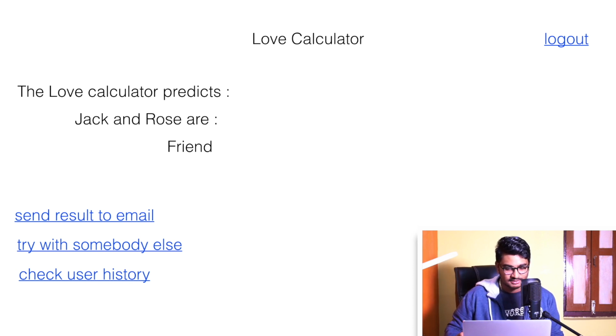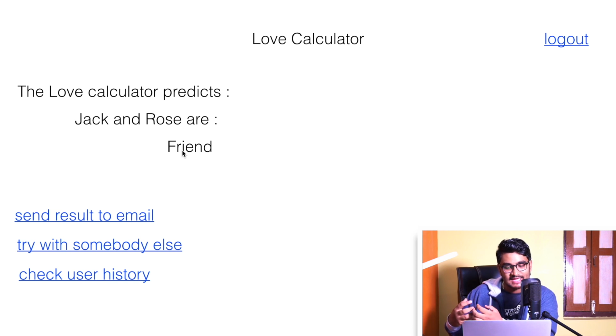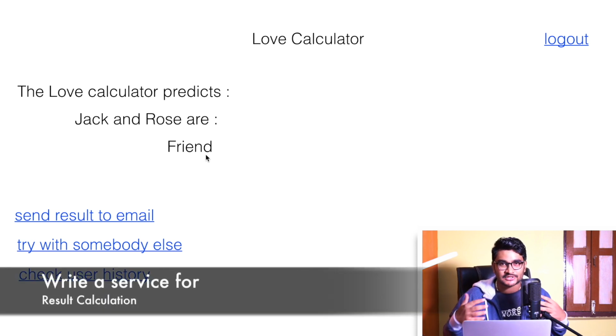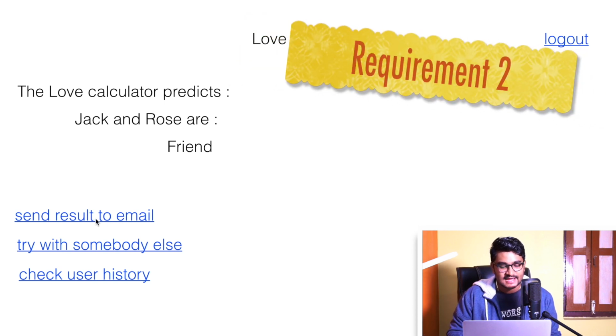And here, we have to tell the user that, okay, our love calculator predicts that the username and cross name, you both are friend or enemy or what. So we have to write the logic for this particular thing. You can see Jack and Rose are friend. So we have to have a calculation logic. We can take the username, we can take the cross name, we can do some calculation. We will write a service for that, which will calculate the relation between the username and cross name, just for fun. And right now, today we are going to implement this send result to email.